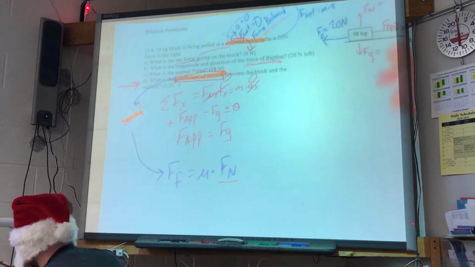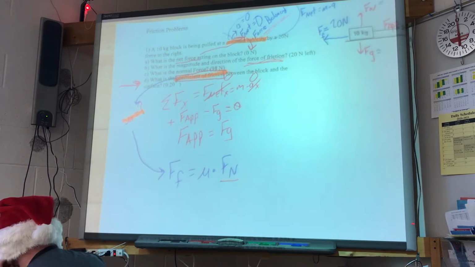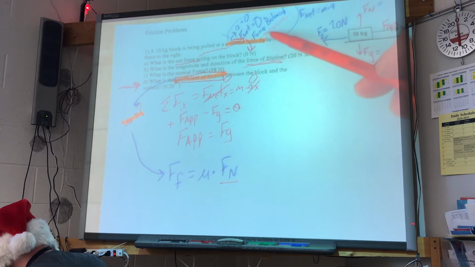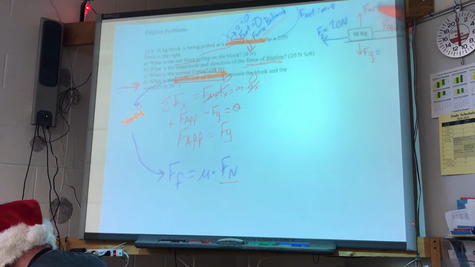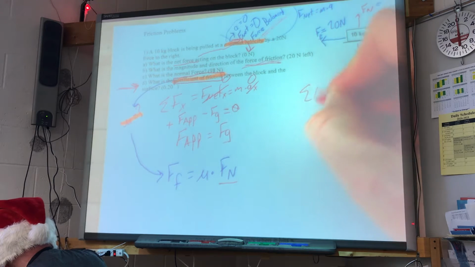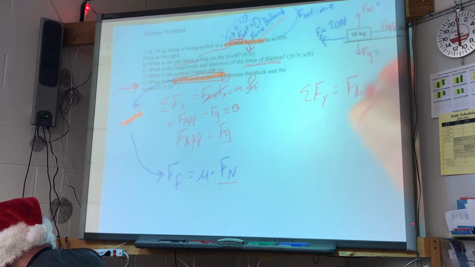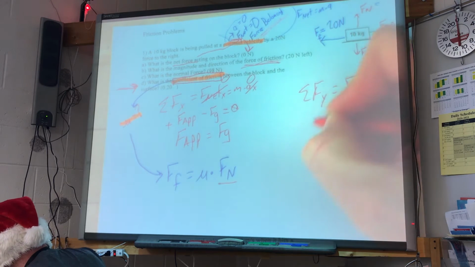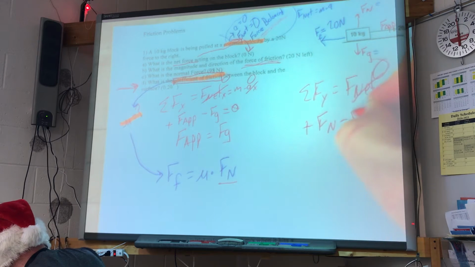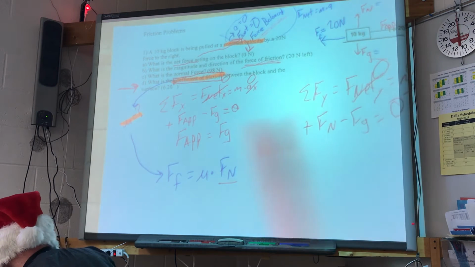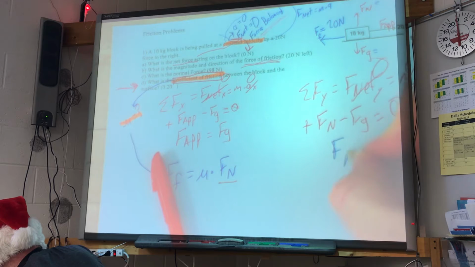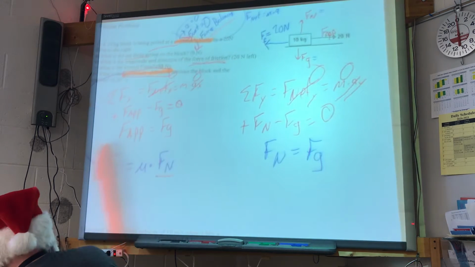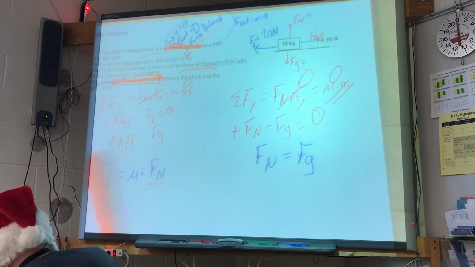Well, my forces in the y direction are balanced, right? Because we said the forces are balanced in the x and the y. So because my forces are balanced, my ups minus my downs, the sum of all my forces in the y direction, F net in the y direction is equal to mass times acceleration in the y direction, that's 0. Add my ups, subtract my downs, they have to add up to 0. Whatever my gravitational force is going to be what my normal force is.